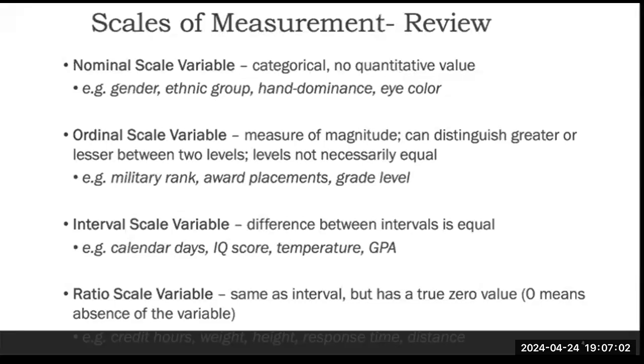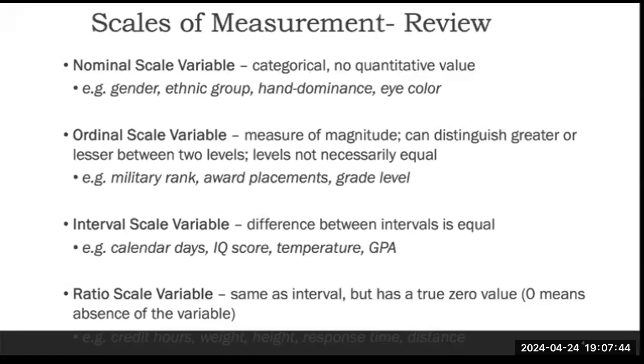Interval scale variables, now we're talking quantitative. So nominal and ordinal scale variables are qualitative. Interval and ratio scale variables are now quantitative. So interval scale variables are different, like nominal scales. There's a ranking, like ordinal scales. However, with interval scale variables, the difference between the first and second is equal to the distance between the second and third. So it's very predictable. So calendar days are interval scale variables. IQ score, temperature, GPA, these are all interval scale variables. The 0 in an interval scale variable has no meaning, right?